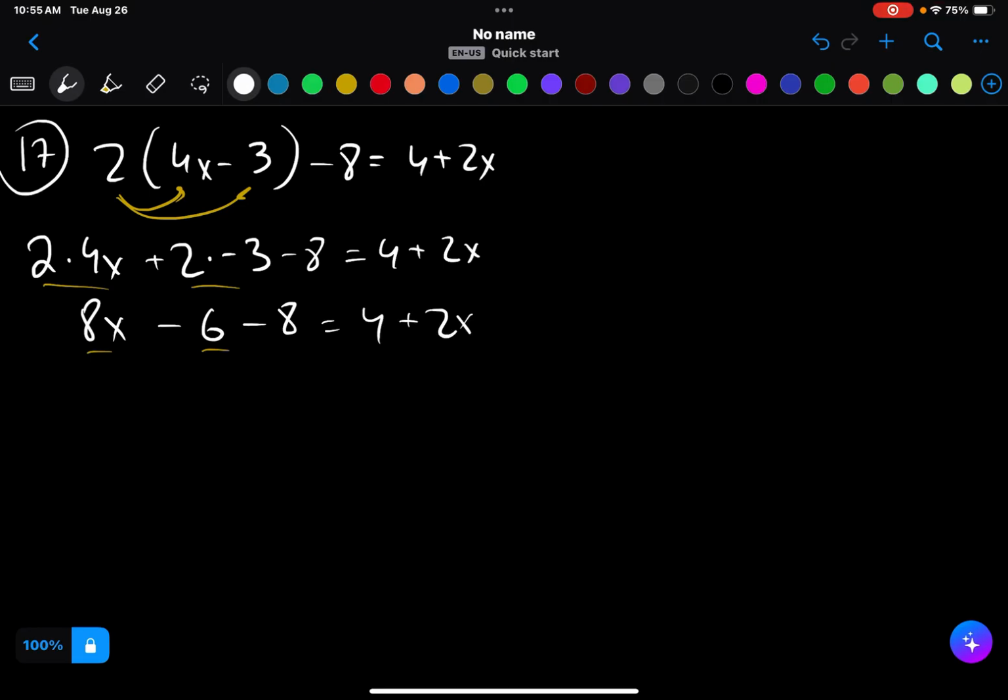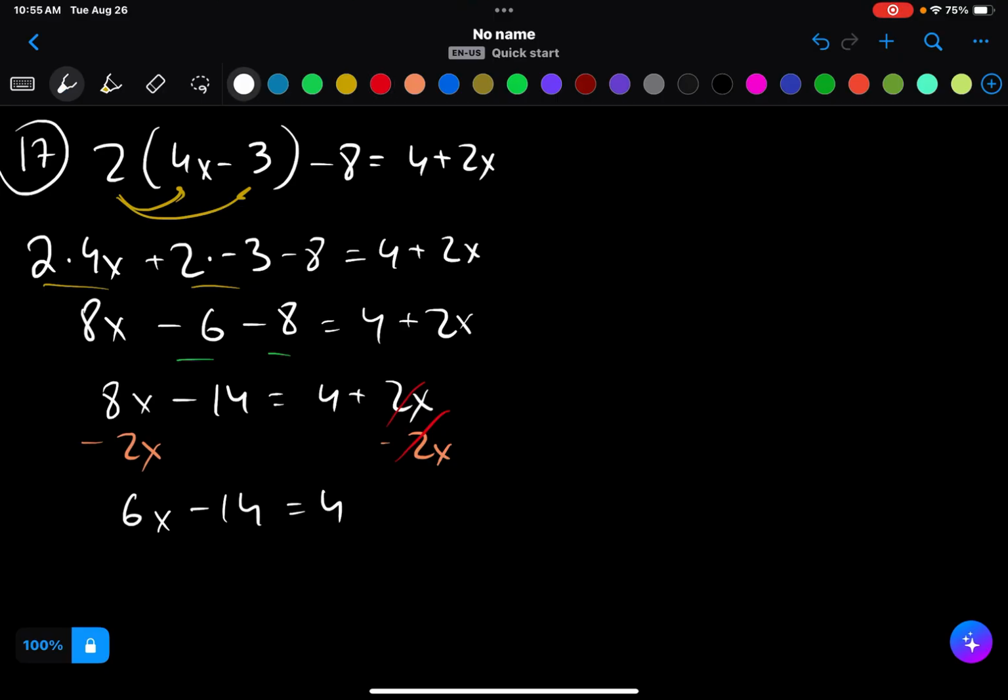I can combine some like terms there. I can combine the negative 6 and a negative 8. So it'll be 8x minus 14 equals 4 plus 2x. Now I have x on either side of the equal sign. Got to get rid of 1. And I always prefer to get rid of the smaller one. So I'm going to get rid of the 2x. So that's gone. Now I have 6x minus 14 equals 4.